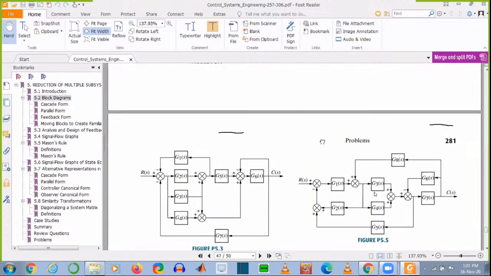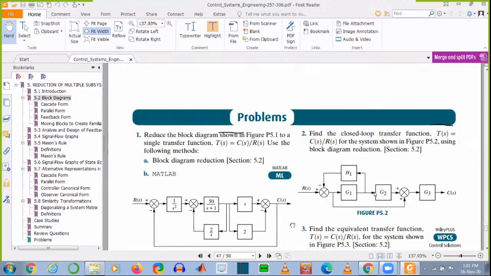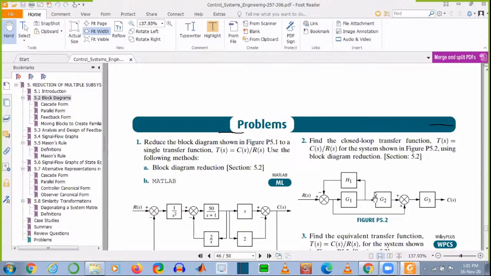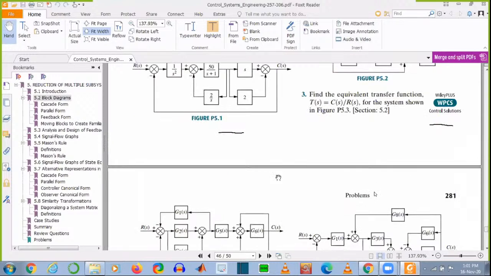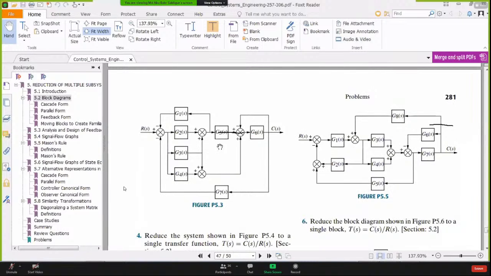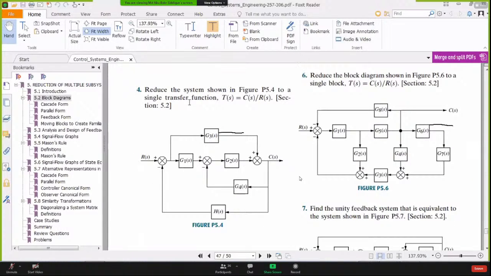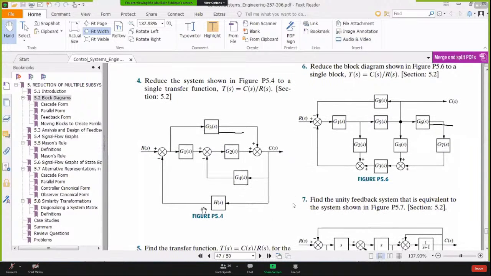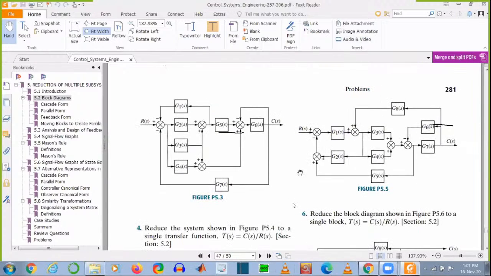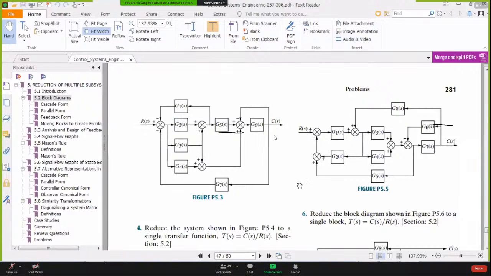So example 1 and 2, solve those two examples. Then problem 2, solve it. This circuit, you can see the circuit, right? Problem 3, solve it. This is circuit figure 5.3. Problem 4, solve this. Problems 2, 3, 4, this is circuit 5.4. And problem 5, solve this. Problems 2, 3, 4, 5, this circuit. Okay, good.